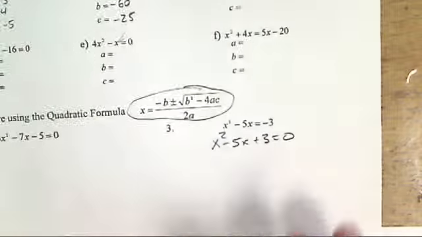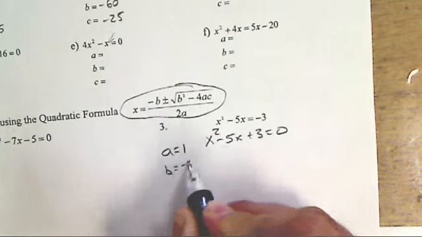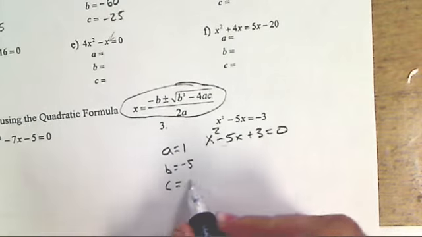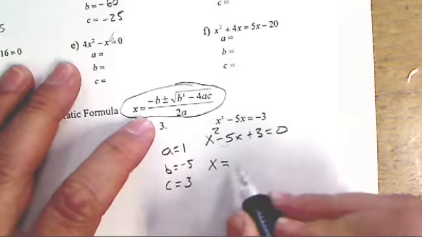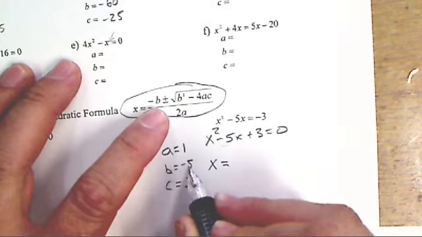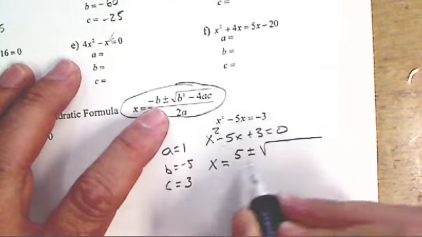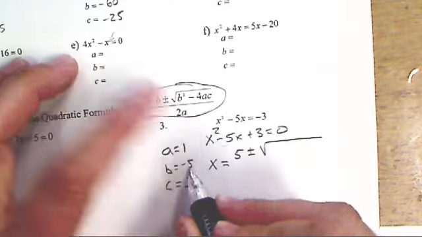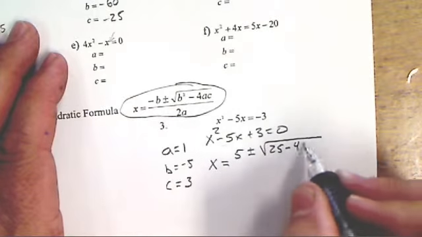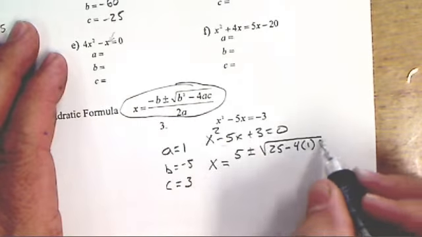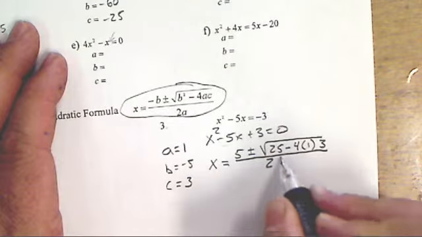So then, once you know the a is 1, the b is -5, and the c is equal to 3, then we just plug it in the formula. So it's x equals -b, so -5 makes it a +5, plus or minus the square root of b squared, so -5 squared is 25, minus 4 times the a, which is 1, times c, which is 3, so I'm just going right off of this, all over 2 times a.